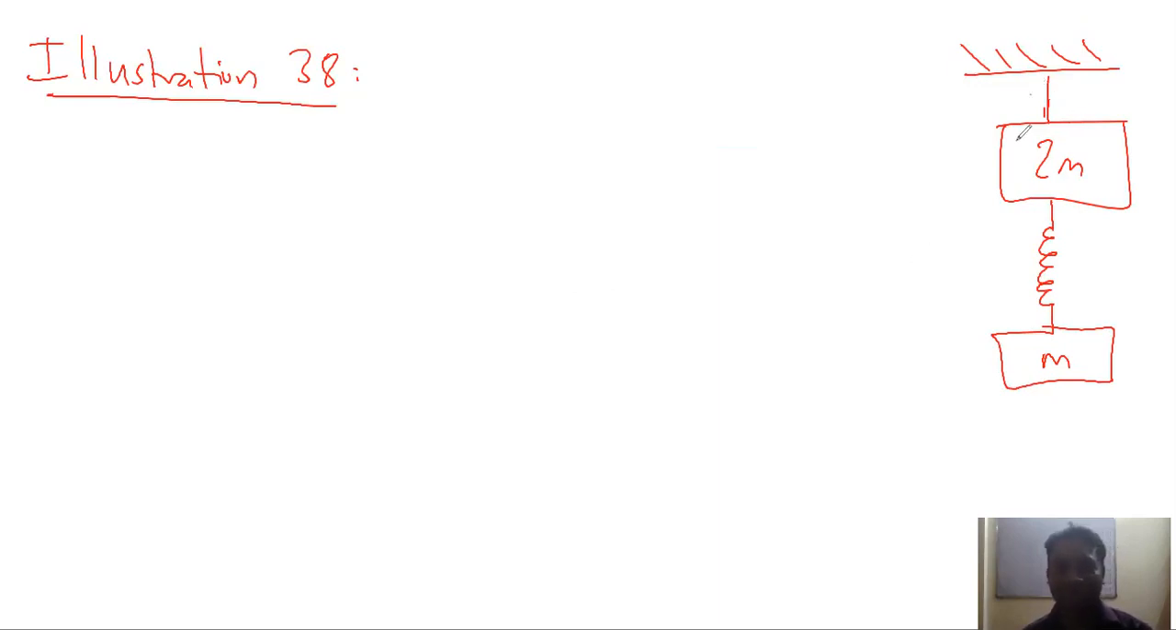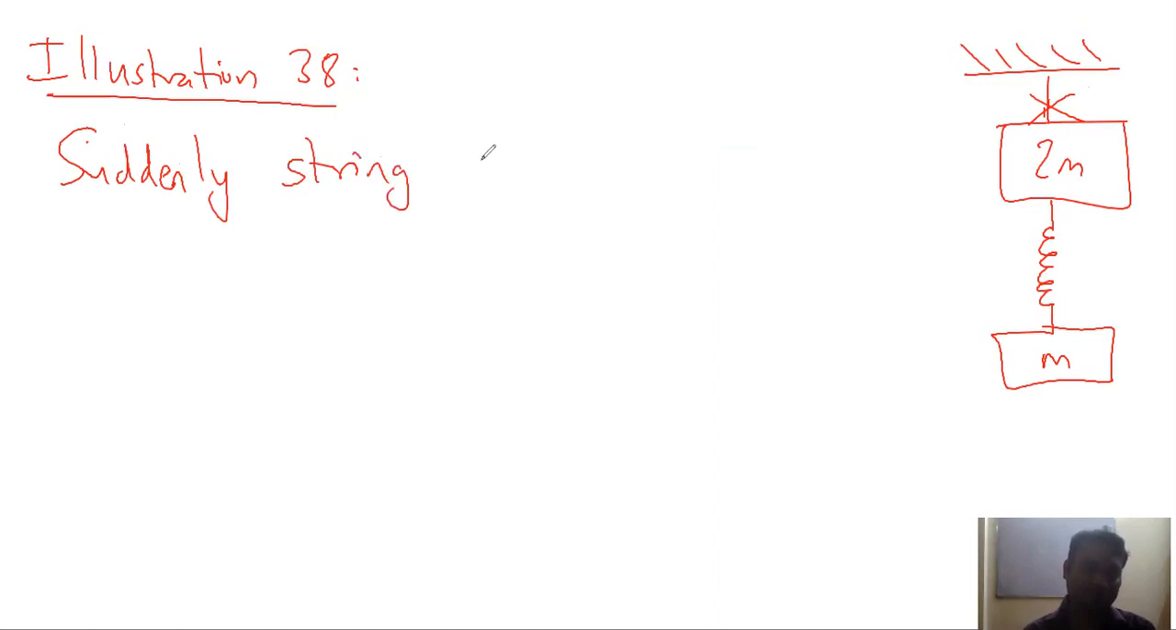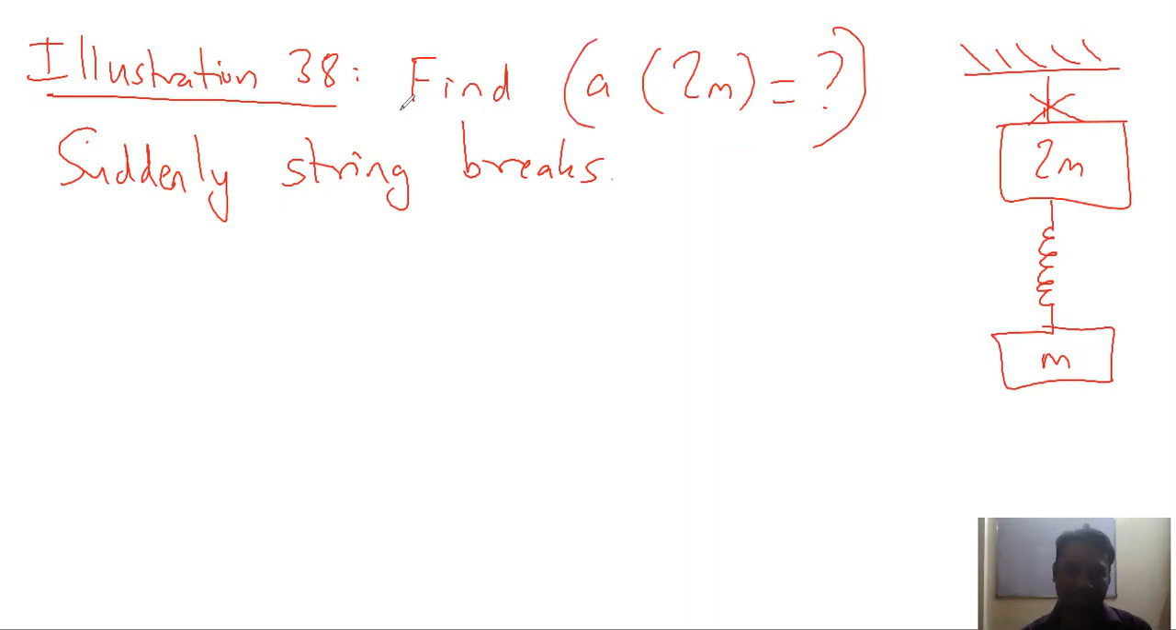Now it is given the string suddenly breaks. Find acceleration of the upper block of mass 2m. So we have to find the acceleration of upper block of mass 2m. Now, as soon as this string breaks, the spring will still have a spring force. So in this case, let us consider the free body diagram.